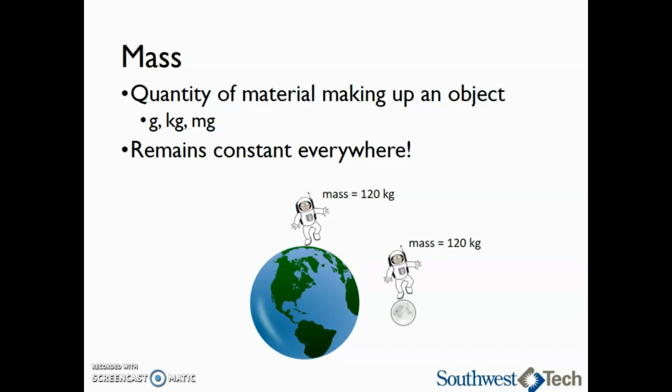So the mass of an astronaut on Earth, let's say it's 120 kilograms, they will still have the same mass on the moon. It will still be 120 kilograms. Again, mass does not change wherever you are. Your mass stays constant. The amount of stuff that makes you up stays constant.